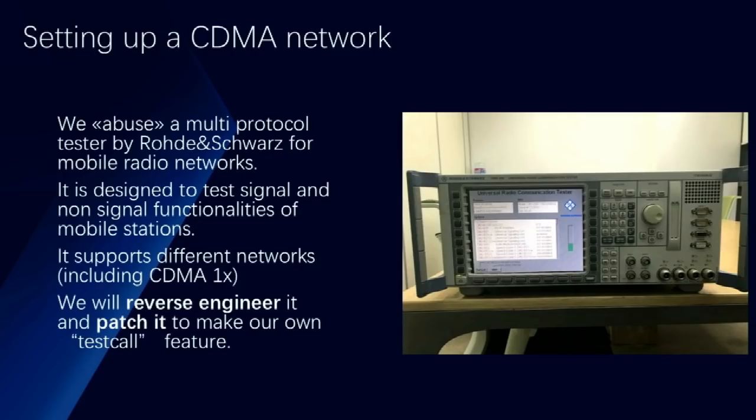This machine is designed to test the signaling and non-signaling functionality of mobile stations. It supports different networks, including our target, which is CDMA. So you will see how we reversed this machine and patched it to make it satisfy our requirement to deliver and trigger our bug.